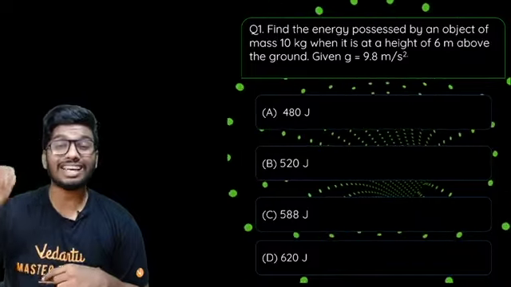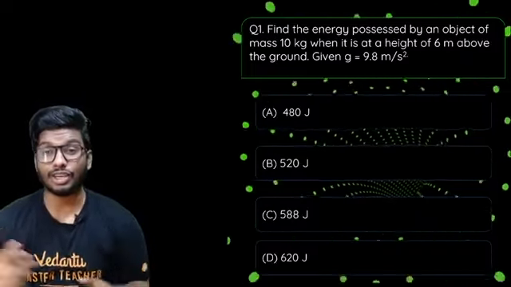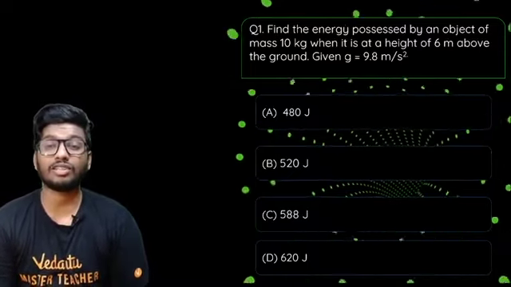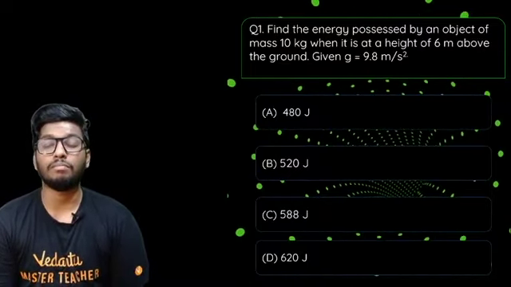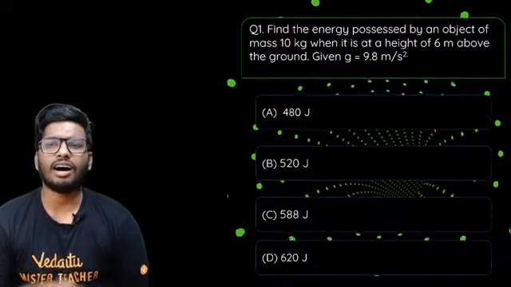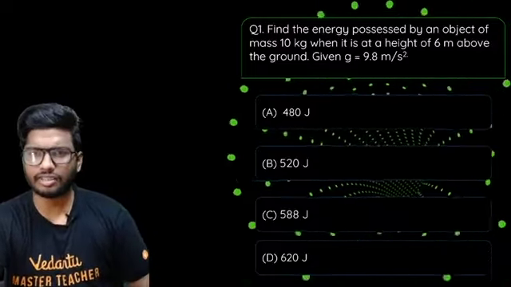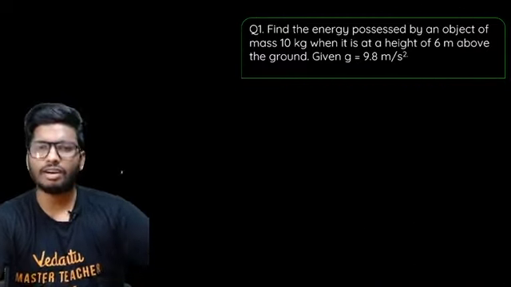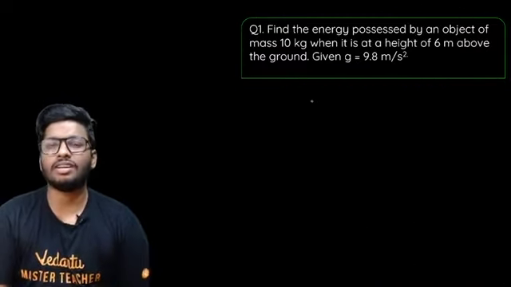So first question. Find the energy possessed by an object of mass 10 kg when it is at a height of 6 meters above the ground, given that acceleration due to gravity is 9.8 meter per second square. So you're supposed to calculate the potential energy in this case. Mass is given, height is given, acceleration due to gravity is also given. Find out the answer, guys. It's a very simple question.